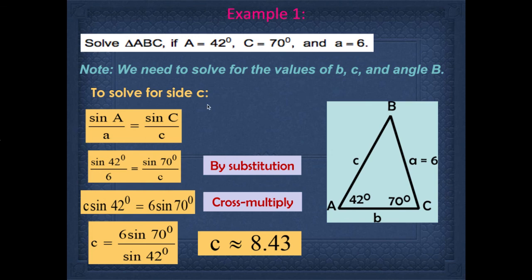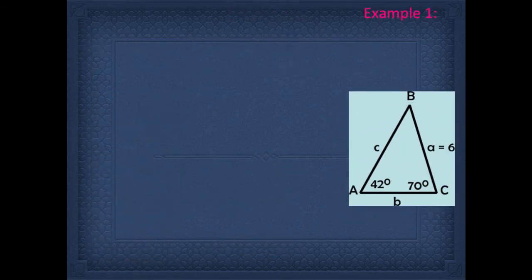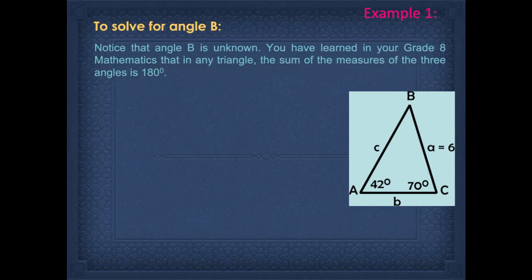Now we have solved for side c. Let's try solving for angle B. Notice that angle B here is unknown. In your grade 8 mathematics, you have learned that the sum of the measures of the angles of a triangle is 180 degrees, or the angle sum of a triangle is 180 degrees. So if you add all the three angles, A, B, and C, that will add up to 180 degrees.